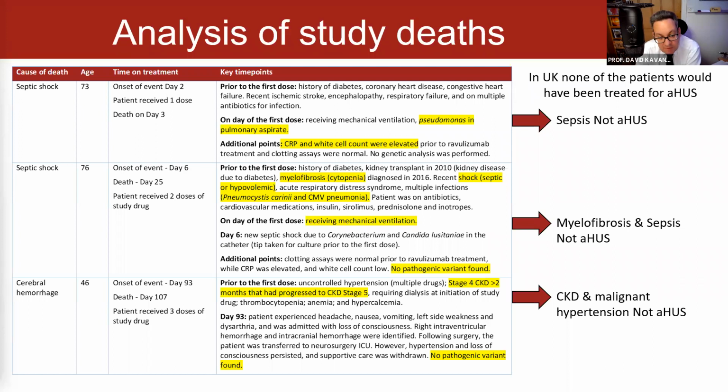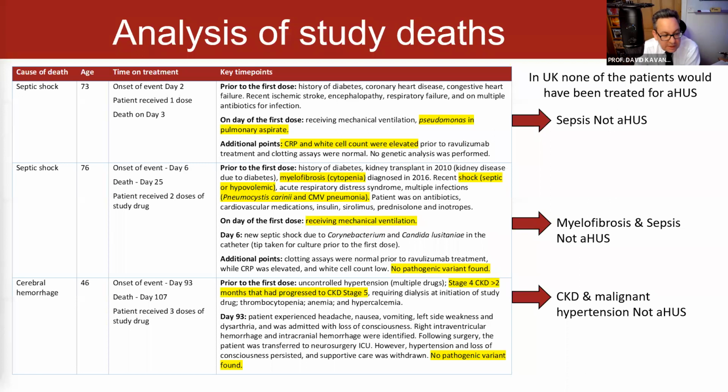When they received the eculizumab, they were already receiving the ravulizumab, they were already receiving mechanical ventilation. And at day 6, they developed new septic shock with Corynebacteria and Candida and the catheter. And again, the CRP was elevated and the white cell count was actually low due to the cytopenia. So again, we would not feel this with atypical aHUS. This very much looks like sepsis, with the additional complication that they had myelofibrosis. So it's difficult to diagnose whether the low platelet count, white cell count and hemoglobin were due to that or the myelofibrosis. So again, it doesn't look like atypical aHUS, and perhaps unsurprisingly, there was no pathogenic mutation found.